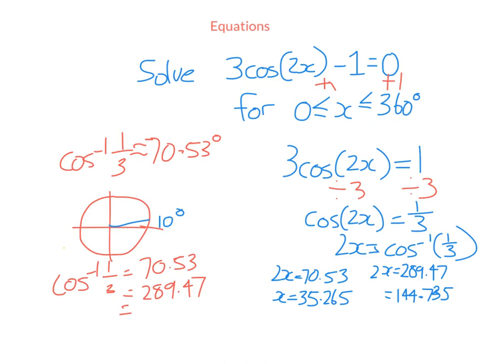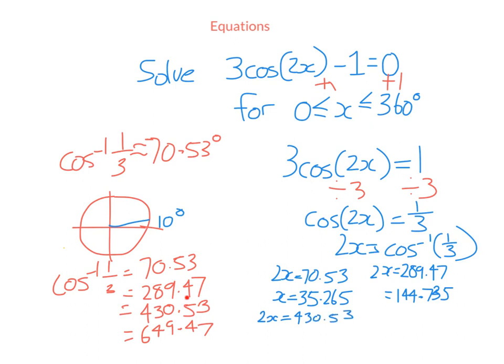So I could add 360 to this, and I would get 430.53. I can add 360 to this one, and it would give me another solution. So 360 plus that would be 649.47. All of these solutions work. If you take the cos of any of these angles, you will get a third. So I need to also solve 2x is equal to 430.53.